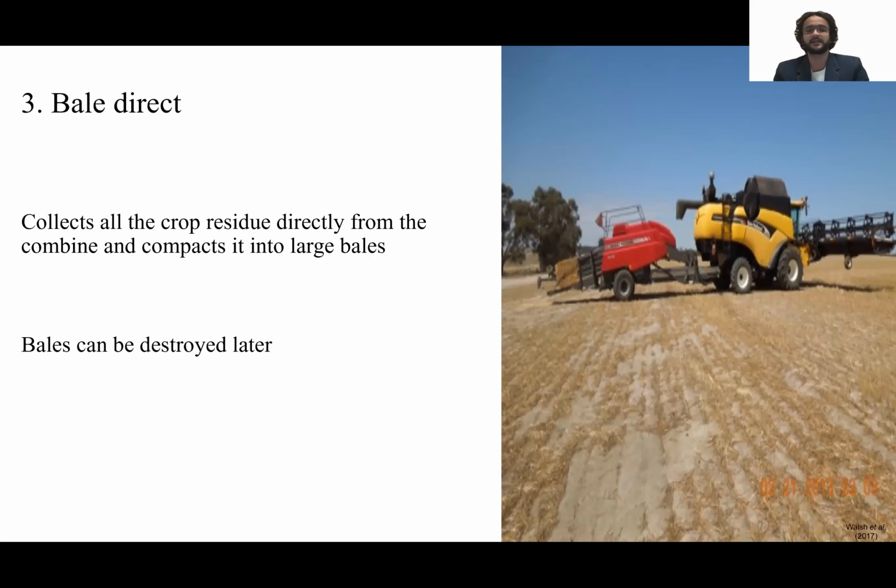The third one is bale direct. In this tactic, a bale direct machine is attached to the combine, so that all crop residues are collected in the bale machine, and the bale machine compacts all the crop residue into larger compacted bales. In this figure, the yellow machine is the combine, and the red machine is the bale direct machine. All the chaff will be collected by the bale direct machine, and after that it will be compacted into a large bale. Farmers can take all the large compacted bales out of the farm, and then they can be destroyed later.